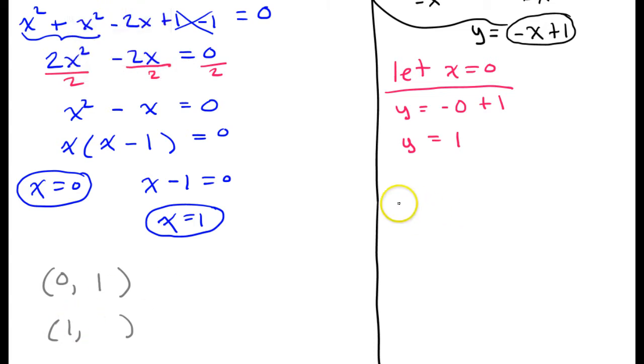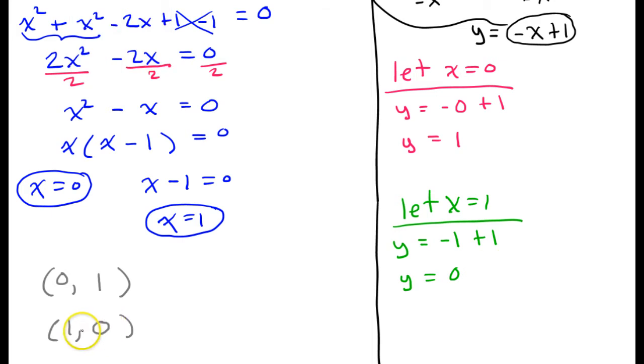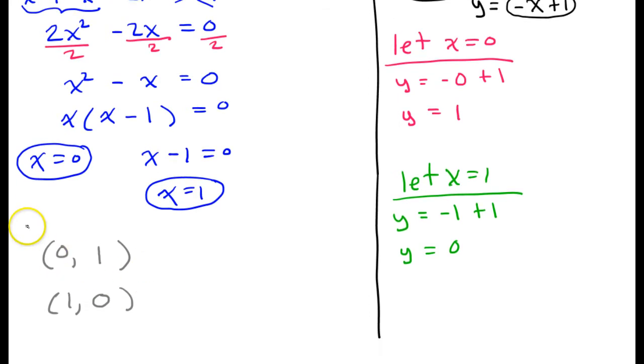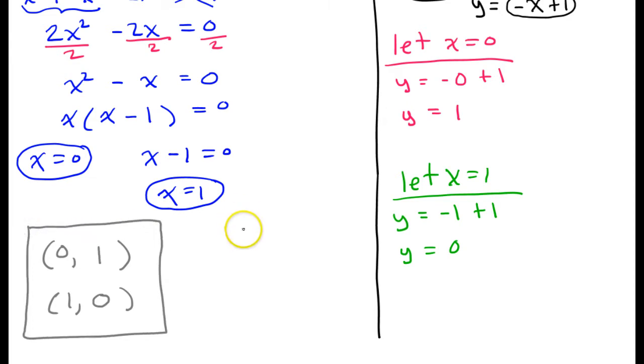Now let's let x equal 1. So now this equation will become y equals negative 1 plus 1. Well, that's going to be y equals 0. That means 1 comma 0 is a solution. So this is the final answer. These should be the two intersection points of the two circles that we have.